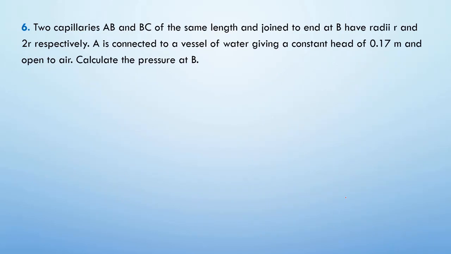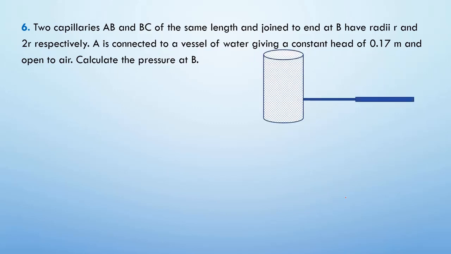Next question. Two capillaries AB and BC of the same length are joined at the end at B, and have radius r and 2r respectively. A is connected to a vessel of water giving a constant head of 0.17 meter, and C is open to the air. Calculate the pressure. So we have two capillary tubes AB and BC connected in series. So this could be the picture.